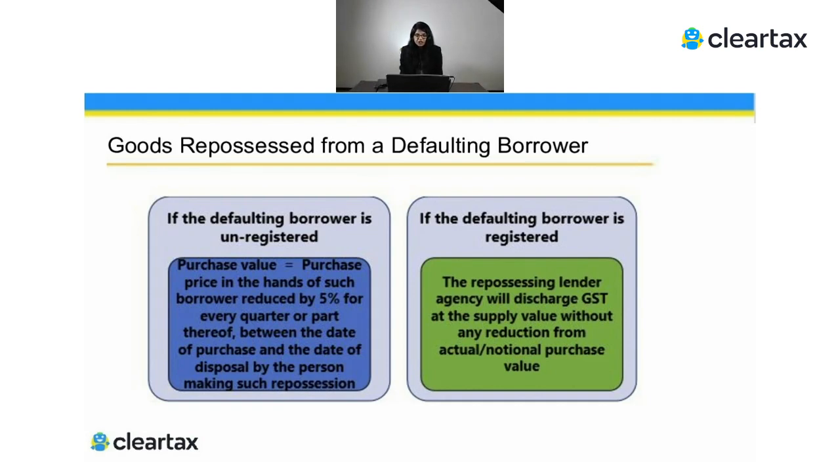And if that person is registered, in that case, the repossessing lender agency will charge GST at the supply value without any reduction from the actual or notional purchase value. The reason is that in that case, anyhow, that person can claim ITC. So here it's in the same way. Think of the ITC reversal we use in Rule 43, where they say 5%, you can keep on reducing the value for every quarter. In the same way, this rule has been defined.